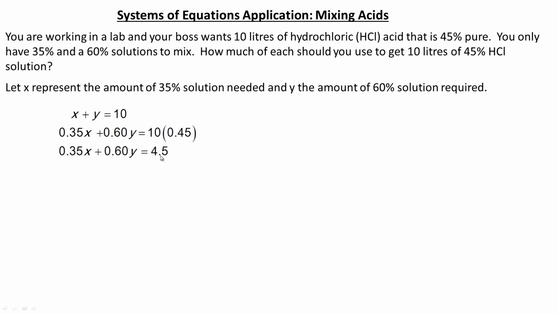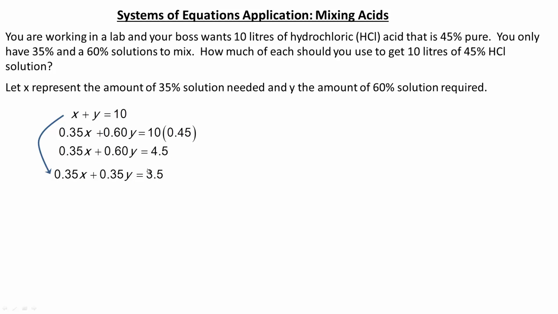Now I'm going to choose to solve this by elimination. Substitution would still work pretty well here because X plus Y equals 10 would be fairly easy to solve for X or Y, but I'm going to choose elimination. I'm going to eliminate the X here. This is 0.35X, so if I multiply the first whole equation by 0.35, it becomes 0.35X plus 0.35Y equals 3.5, since 10 times 0.35 is 3.5.